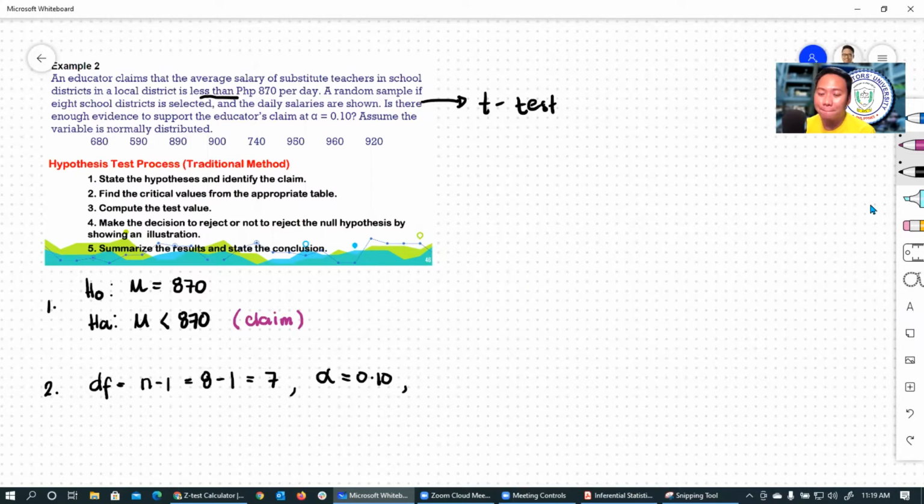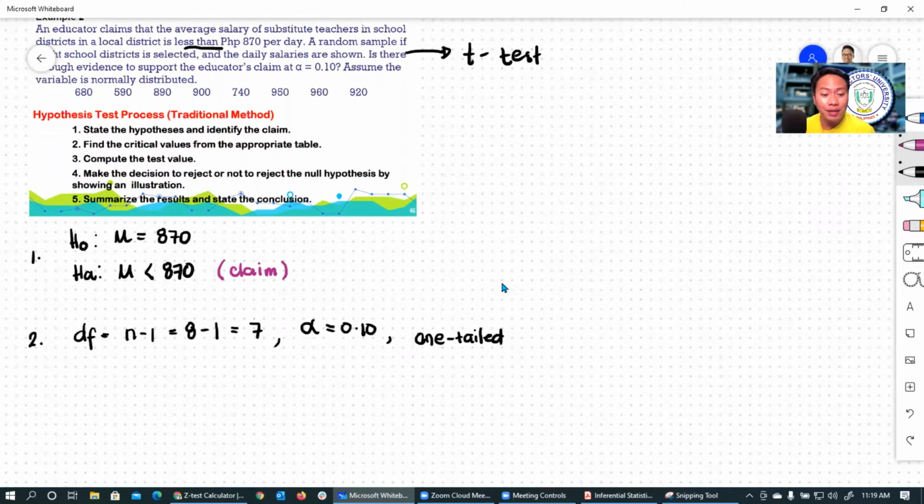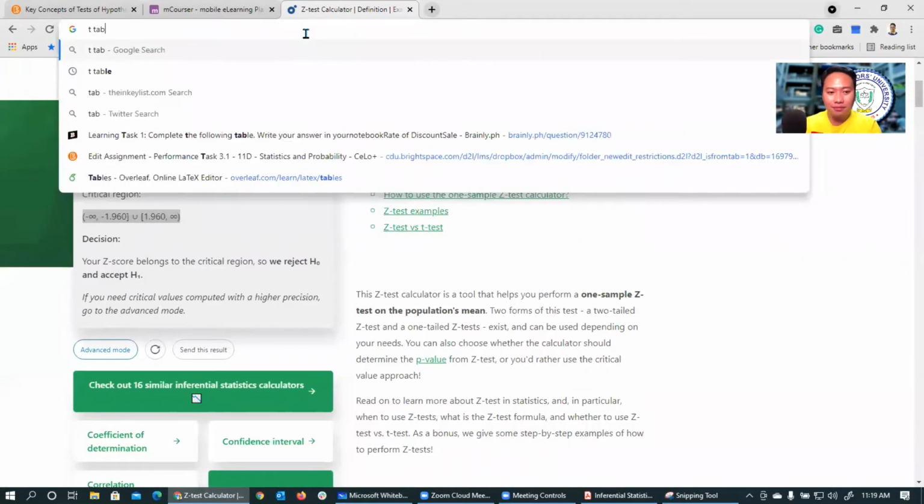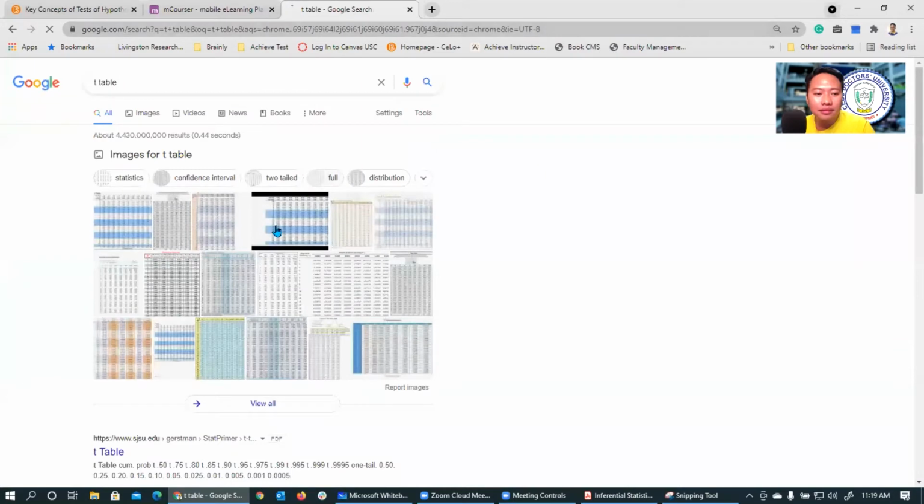What do you think? One-tailed test. Very good. One-tailed. There you go. So we're going to open our T table here.